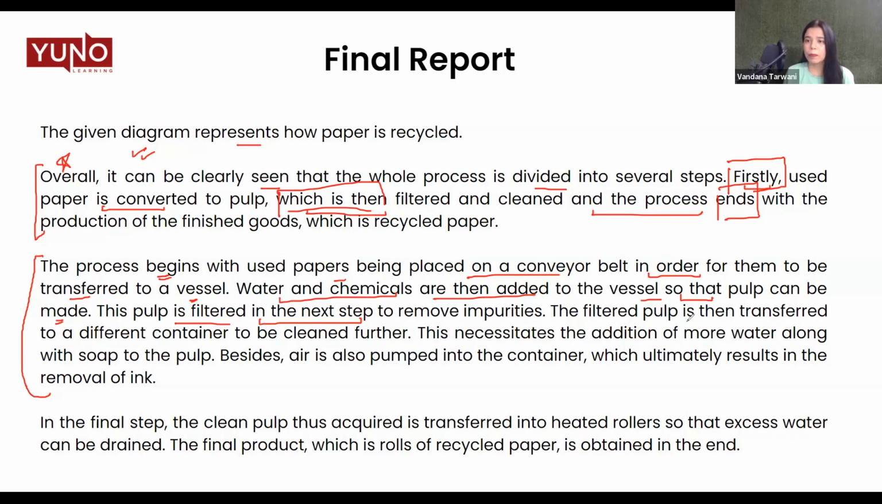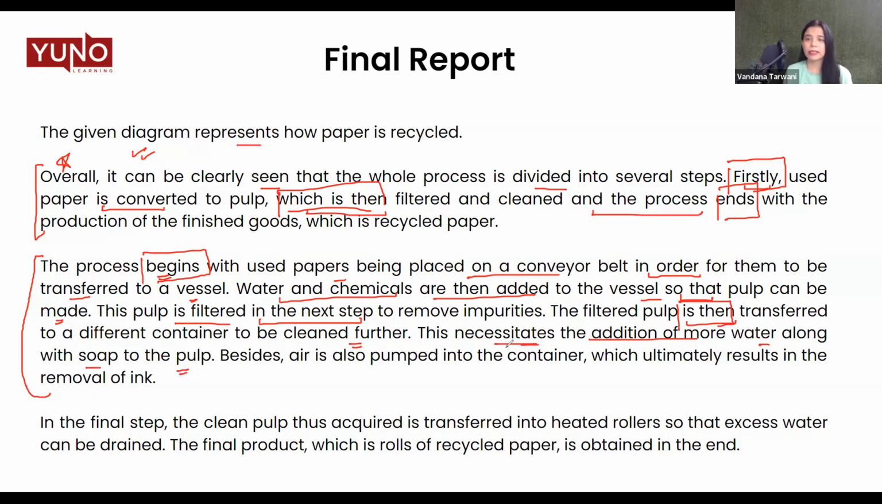The filtered pulp is then transferred to a different container to be cleaned further. So all these words, next step, is then transferred. The process begins with, this is how we have kept it connected. This necessitates the addition of more water along with soap to the pulp.